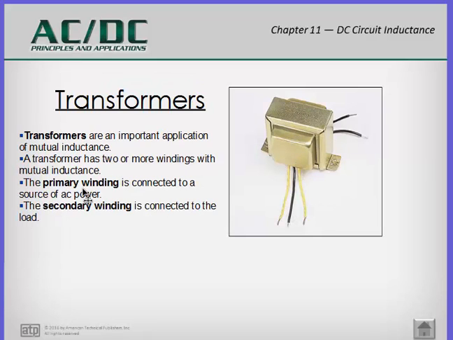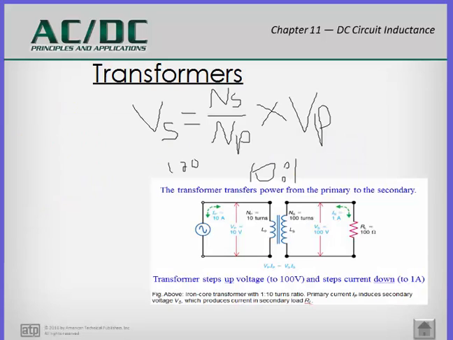Okay, here's an example of a transformer from a circuit. You've got your primary and your secondary windings. This is the formula for finding the secondary voltage of a transformer. Vs is equal to NS over NP times VP. The voltage of the secondary is equal to the number of the windings of the secondary over the number of the windings of the primary times the voltage of the primary. You need to remember that formula.